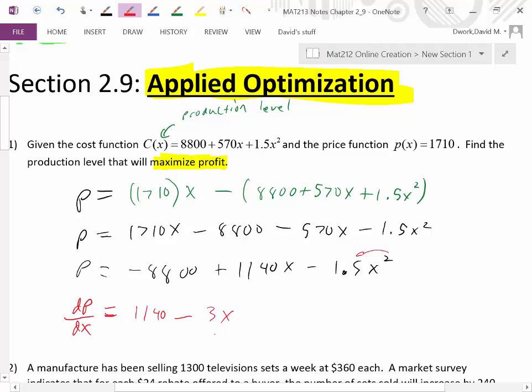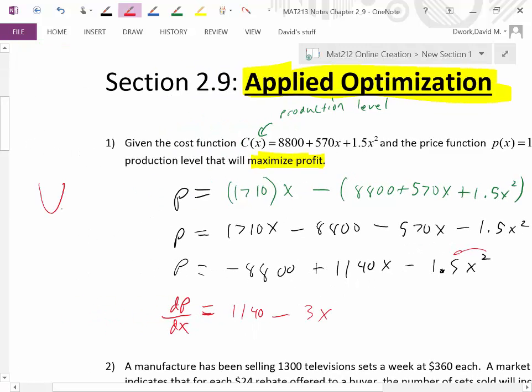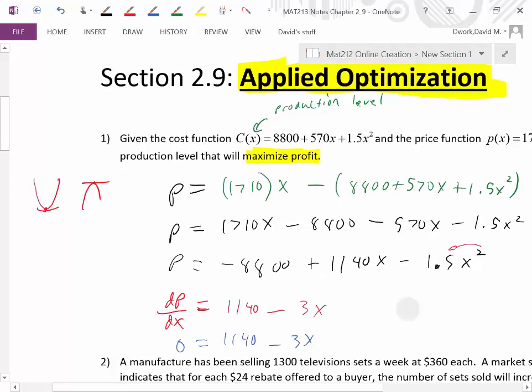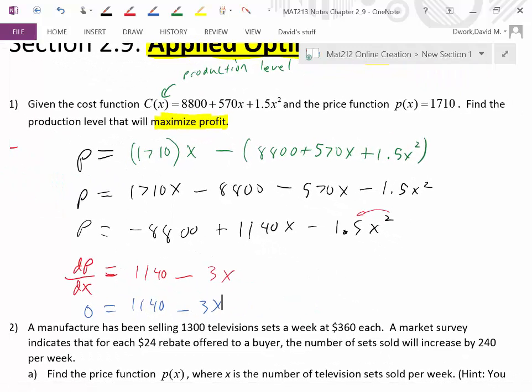Now, how do you find maxes and mins? Well, we have to remember that from the last section, what we talked about was anytime you have a max or a min, you know the derivative is equal to 0. So we're going to now take this function, set it equal to 0. Beautiful, and we solve it. So we subtract the 1,140 over to the other side.